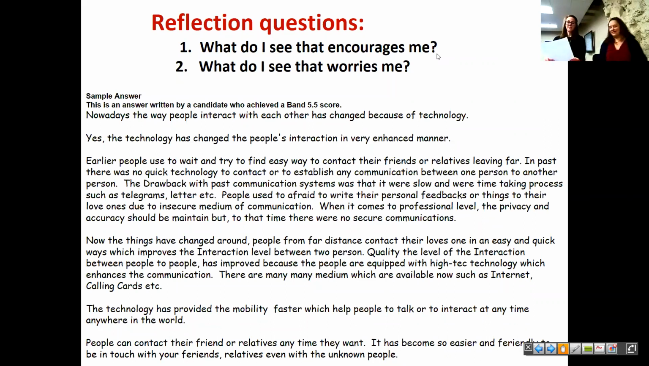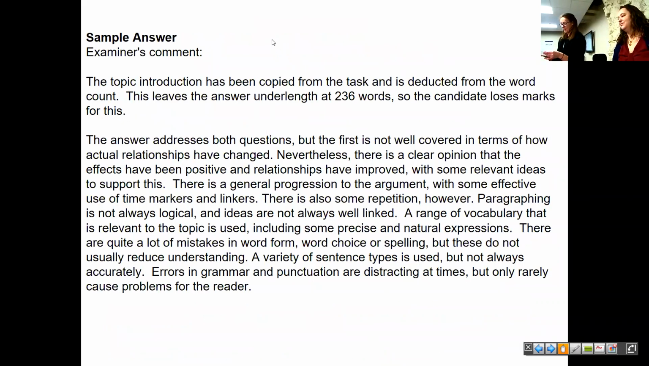Okay. And if you would like to take a look at what the examiner says, a lot of the things you pointed out, they say. They address both questions, but the first is not well covered. There is a clear opinion with some relevant ideas. There is general progression. There's also repetition. And quite a lot of mistakes, but they don't usually reduce understanding.